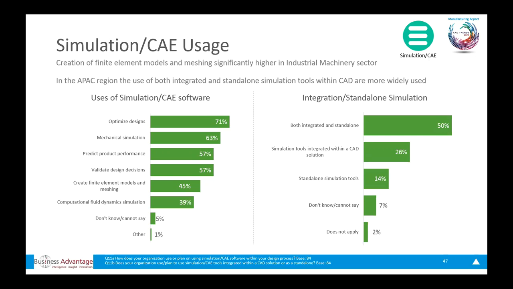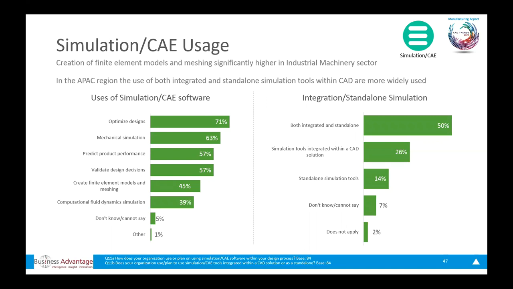63% are using mechanical simulation, and just over half, 57%, are using simulation tools to predict product performance. The creation of finite element models and meshing was mentioned by 45% of respondents. However, amongst the industrial machinery sector, this is being used significantly more.